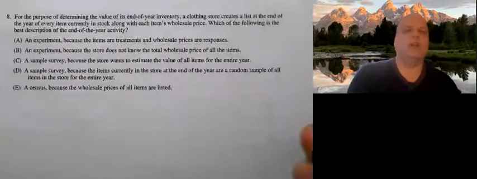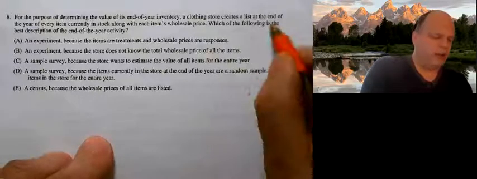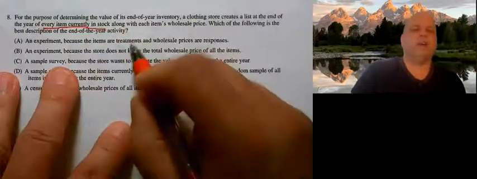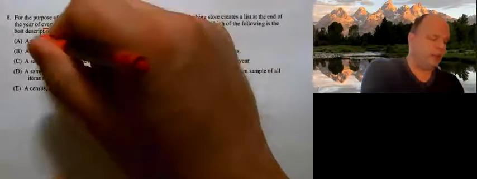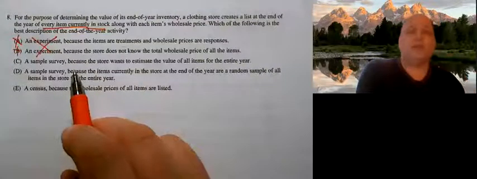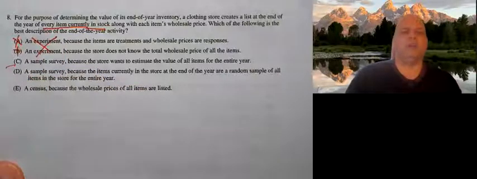Moving on to number 8. For the purpose of determining the value of its end of the year inventory, a clothing store creates a list at the end of the year of every item currently in stock. So they have a list of every item with each item's price. Which of the following is the best description of the end of the year activity? First off, there's no treatments assigned, so this is definitely not an experiment. So A and B are definitely not possibilities. A sample survey, maybe. Okay, technically this is a census because we collected every item. So let's keep going and see if they have something better than a sample survey.